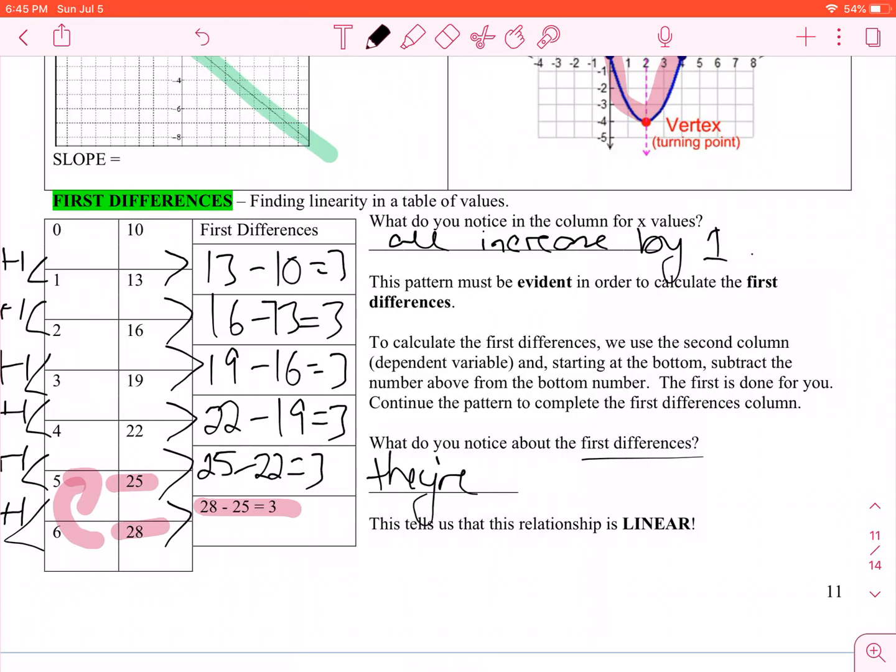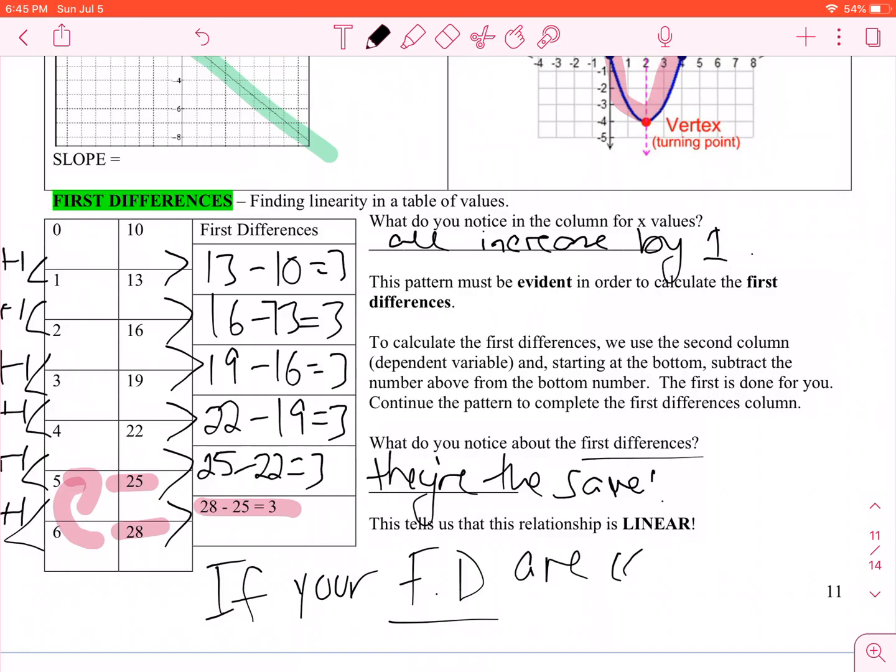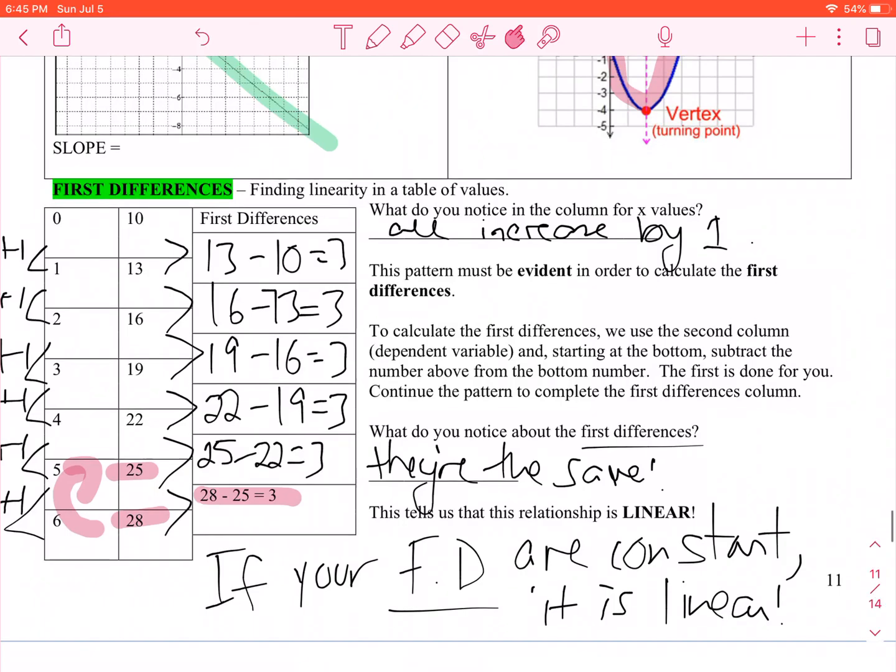They are the same. Okay, so this means if your first differences, I'm going to say FD for short, are constant, and the word constant just means the same, it is linear. Okay, so that's something that you need to look out for.